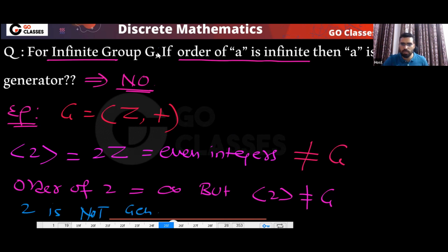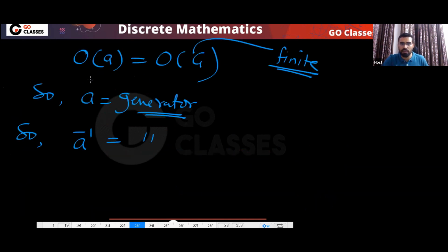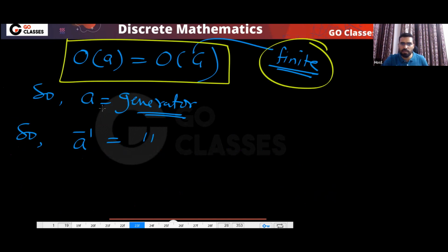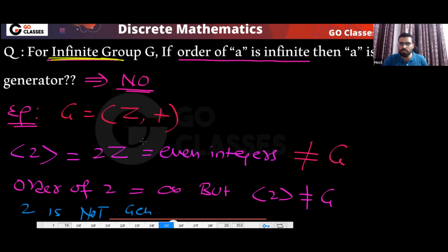Okay, so remember, in any finite group, if you have this, then A is a generator. But for an infinite group, this will not happen. You can take this example. The order of 2 is infinite. 2 can generate an infinite number of elements, all the even integers, but 2 is not a generator.